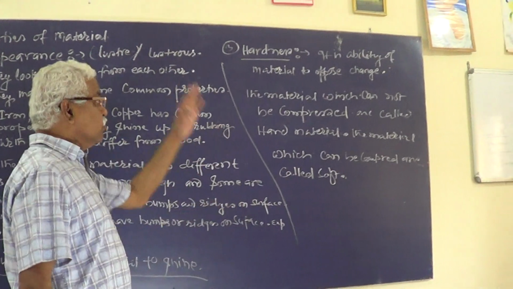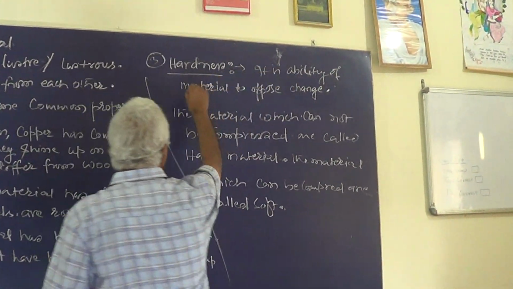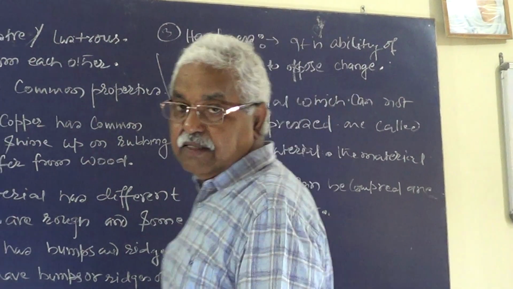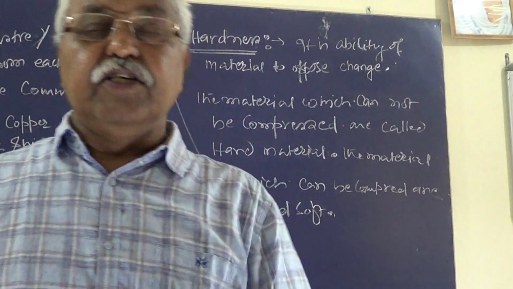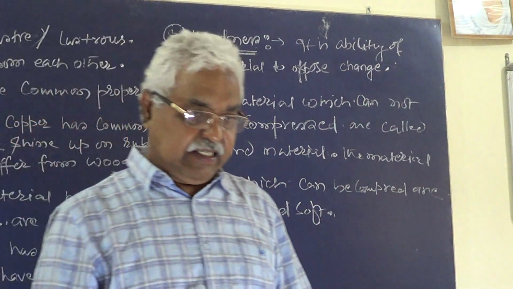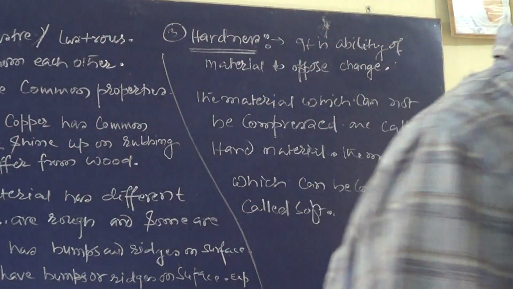Hardness. Now come to the third property. We are discussing hardness, the property of material. It is the ability of a material to oppose the change. Now see, I will tell you.